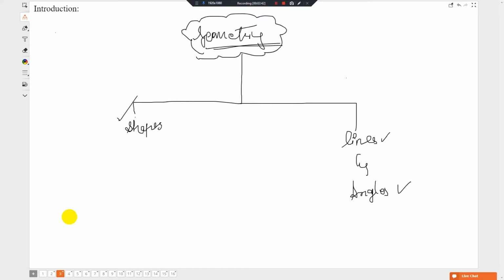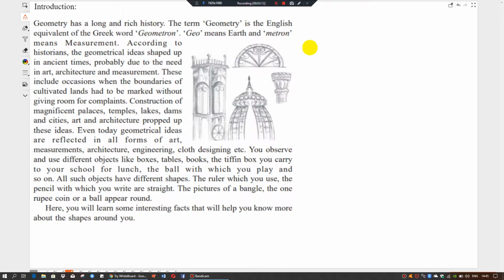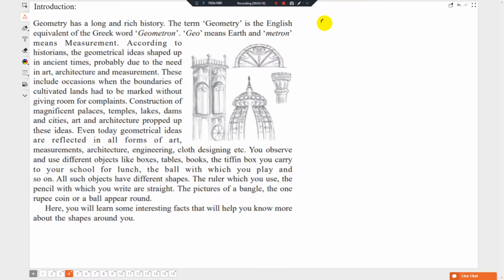So geometry. Do you know how this word geometry came? Let's see. Geometry has a long and rich history. We all knew that. The term geometry is the English equivalent of the Greek word geometron. So in English, it's geometry, right?